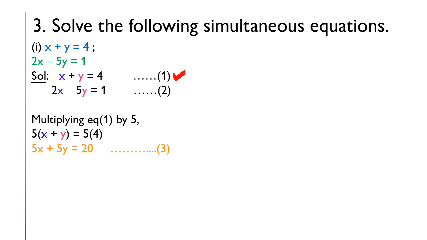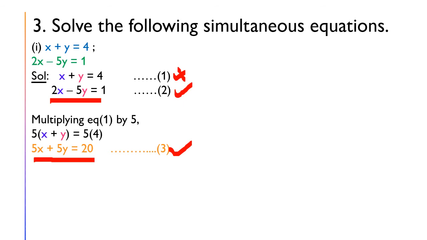So we have equations 1, 2 and 3. We have got a total of 3 equations here. But the third equation has been obtained by multiplying the first equation, right? So we are not going to use the first equation now, because by multiplying it, we have changed this equation to a new equation. Now, we look at this 2x minus 5y and 5x plus 5y.